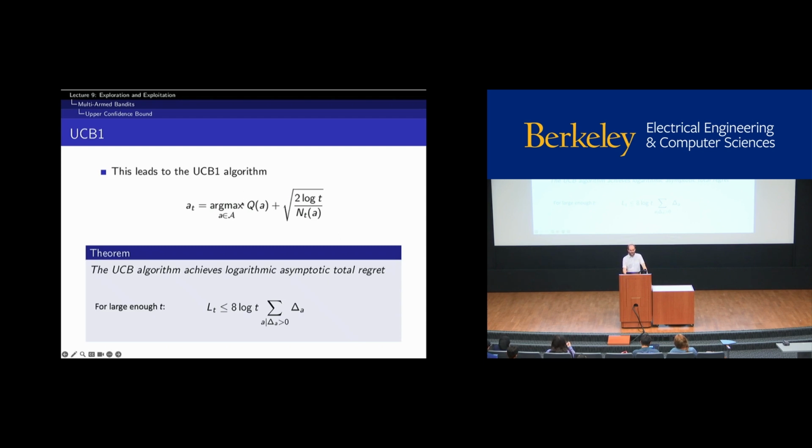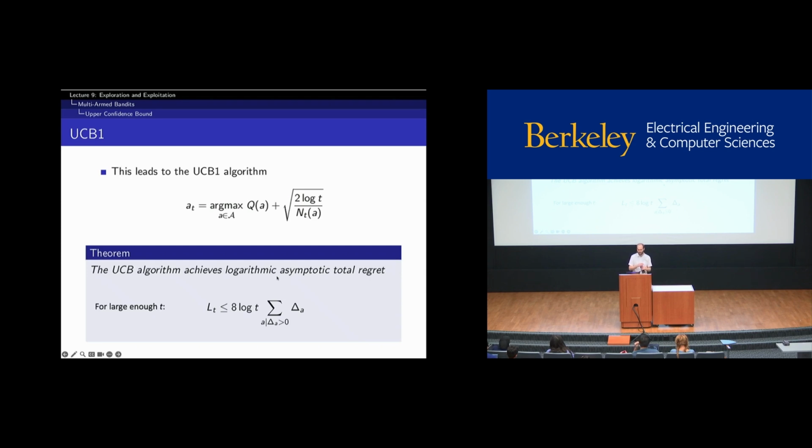In total, we take our estimate, Q of A, that's our sample mean, the total number of rewards we've seen from that action, divided by the number of times we take it, and then we add this term, which will mean that we're quite confident the real action value is going to be less than this. And this achieves the kind of logarithmic regret that I told you is as good as we can do, basically, within a constant factor.